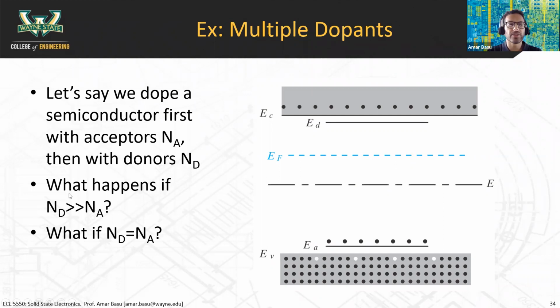So the two questions are, what happens if ND is much greater than NA, meaning the donor density is much greater than the acceptor density? And second question is, what if ND is equal to NA, meaning the donor density is the same as the acceptor density? I'll let you think about that for a minute, and then I'll request your thoughts.